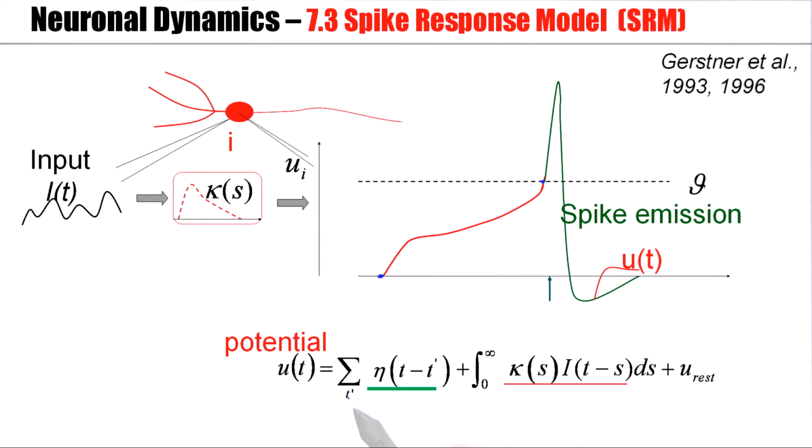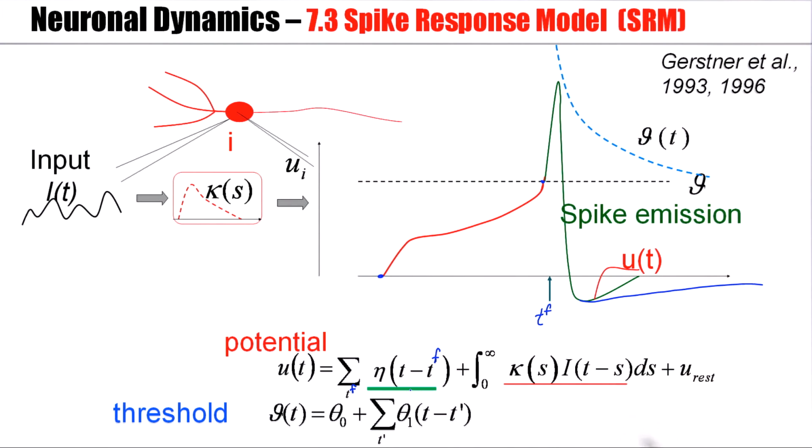We add over several past spikes, t' or t^f. These are the past firing times of this neuron. We add over the effects of several firing times in the past, so that this term eta, which can be very long, will also account for adaptation. And then after the spike, the threshold is increased. We have a dynamic threshold.